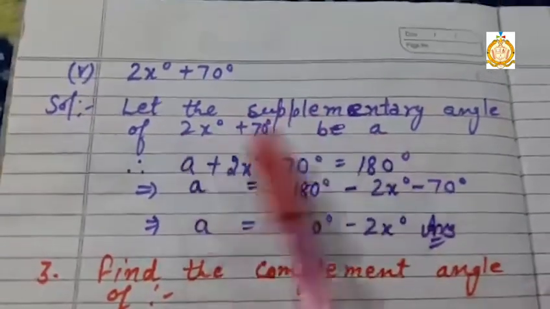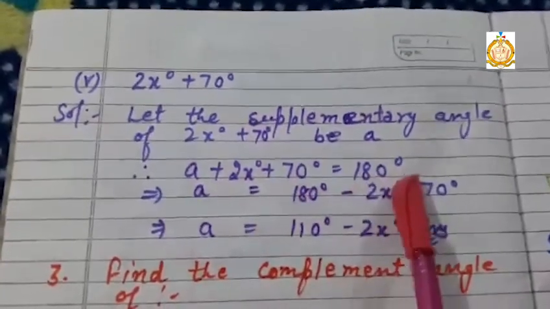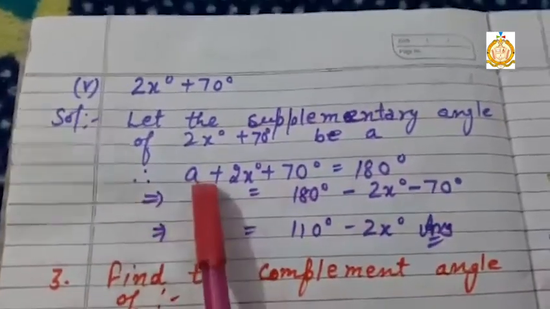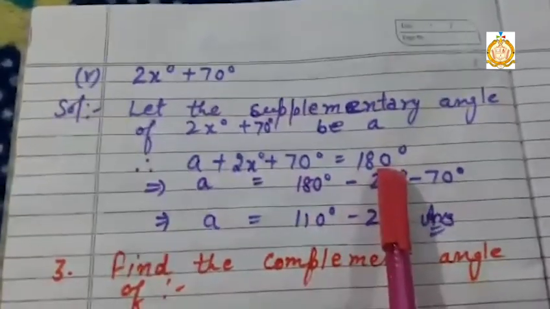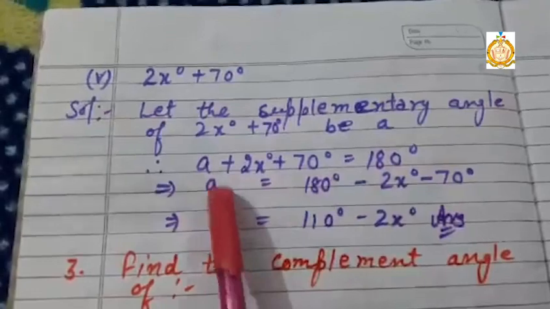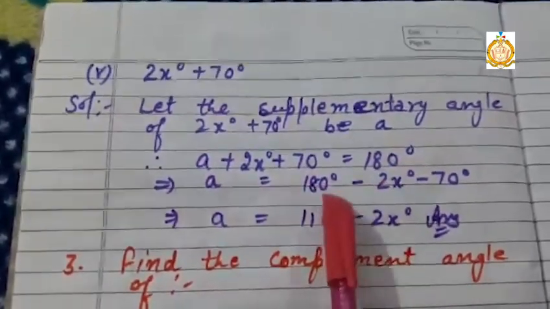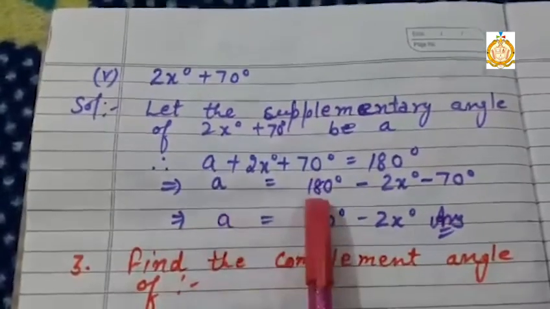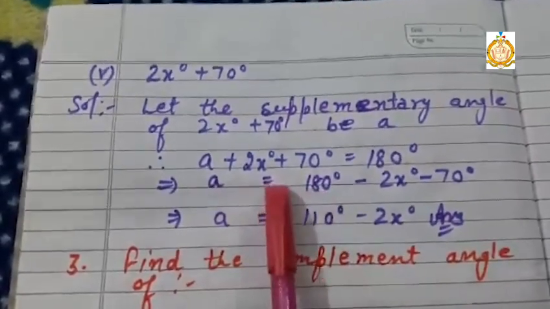Now these two angles are supplementary to each other, so they would sum up to give 180 degree. So we may write, therefore, A plus 2x plus 70 degree is equal to 180 degree. Now we have to solve this equation for the value of A. A would remain here as such and 180 would remain here as such, because both of them are not changing their signs. They are not changing their position from the equal to sign.